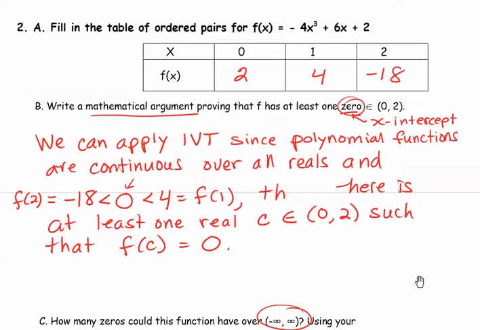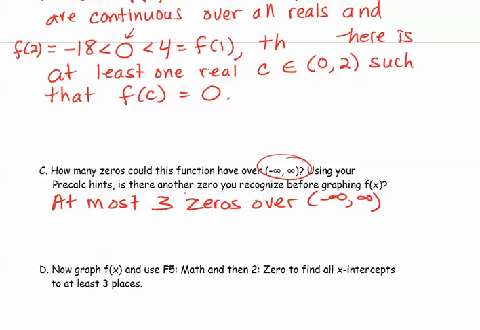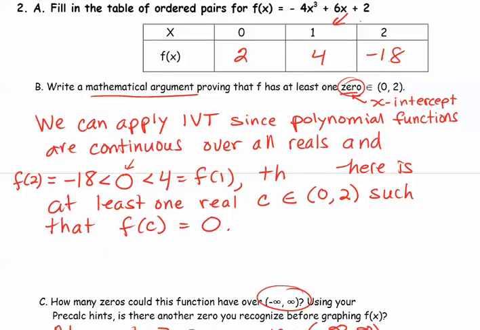So using our pre-calc, a cubic function, remember a cubic function, each x-intercept comes from a factor. So a cubic function can have 2 turning points and at most 3 x-intercepts. So f can have at most 3 zeros over all the reals. So if we know that there is at least one of them, between 1 and 2, what else can we come up with about this polynomial?